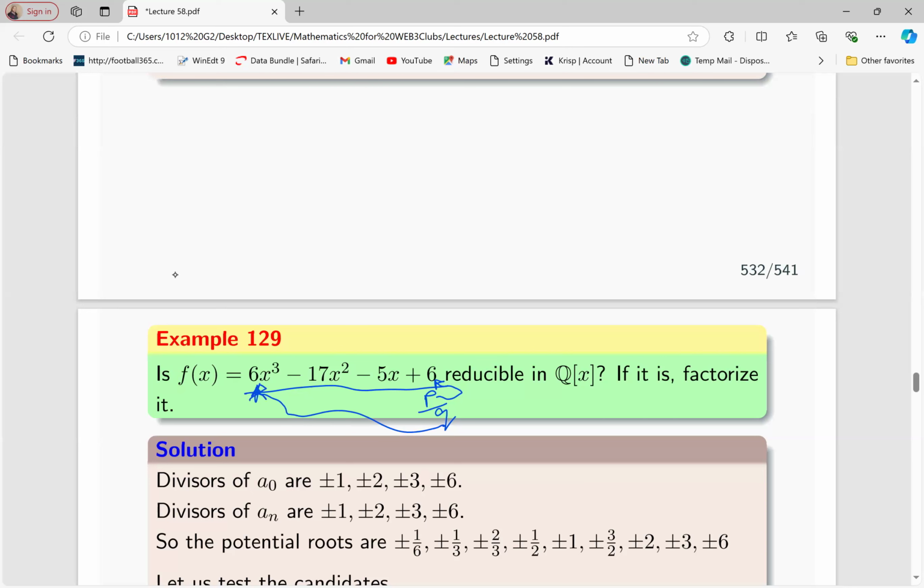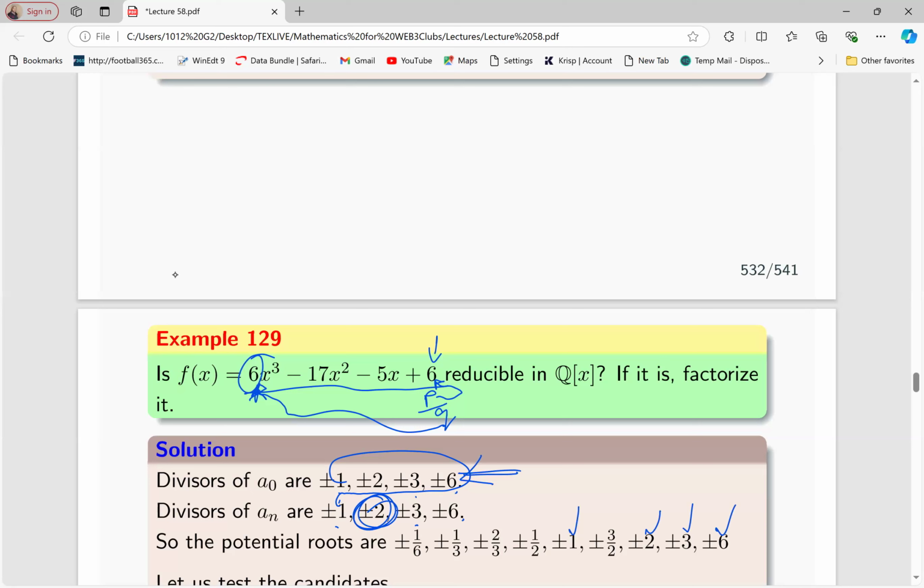So numbers which can divide this constant term are plus or minus 1, plus or minus 2, plus or minus 3, plus or minus 6. And those which can divide this again are the same, plus or minus 1, plus or minus 2, plus or minus 3, plus or minus 6. So what are the potential roots? Just divide 1 into each of these. You'll get plus or minus 1, plus or minus 2, plus or minus 3, plus or minus 6. Then divide 2 into each of these.